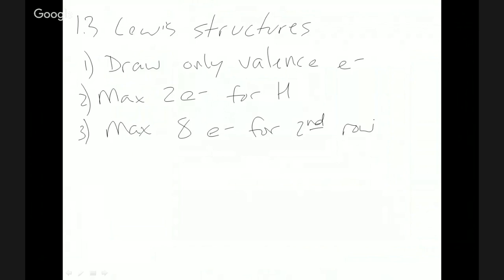Let's look at some examples of Lewis structures with single bonds only. We'll start with that. Here are some rules, and then here are some steps. Number 1, you want to arrange the atoms. You'll be given a formula. You want to arrange the atoms.